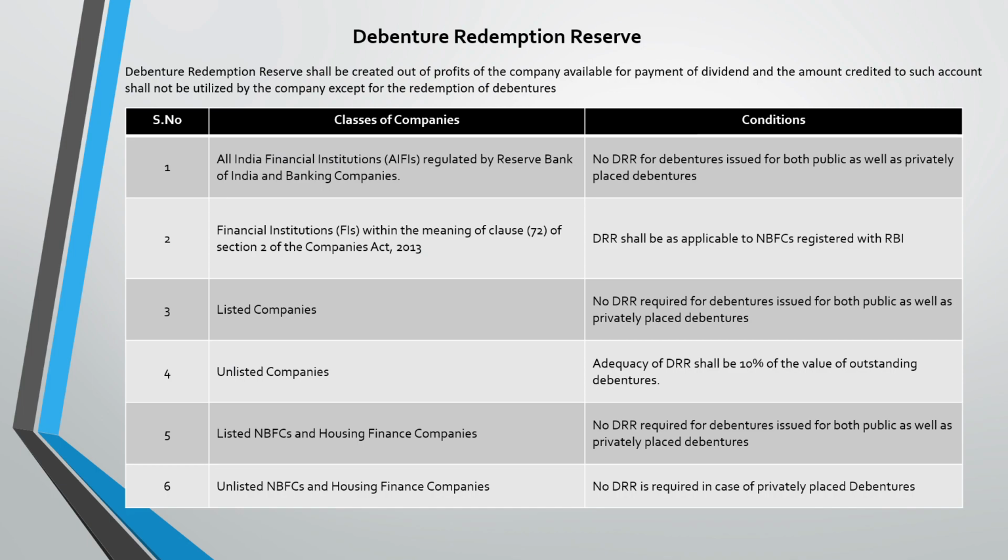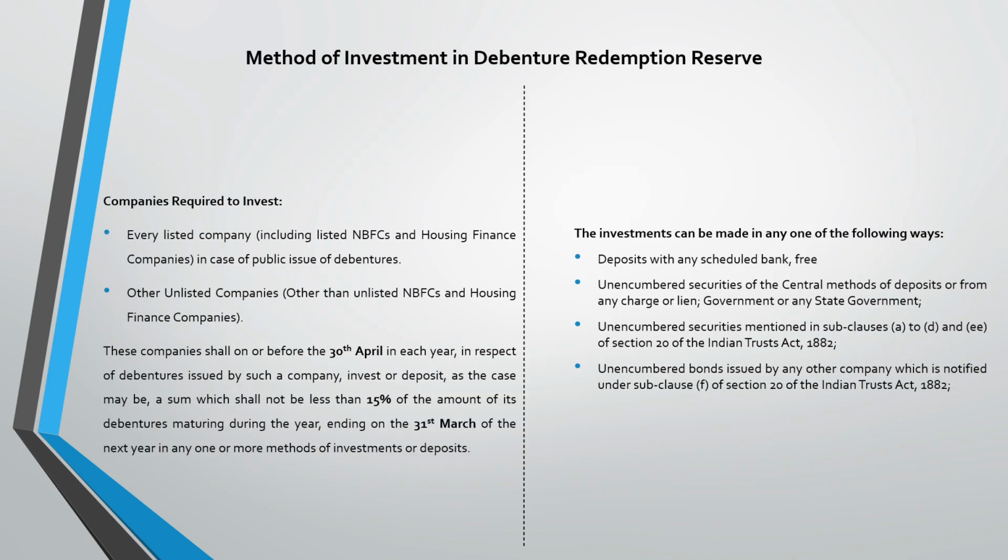So the difference we saw here is that debenture redemption reserve needs to be created only by unlisted companies, whereas debenture redemption fund should be maintained by the unlisted companies plus all listed companies. And in unlisted, we are excluding NBFCs and HFCs. These companies shall, on or before 30th April of every year, in respect of debentures issued by the company, invest a sum which shall not be less than 15% of the amount of debentures maturing during the year ending on the 31st March of the next year, in any one of the four methods.